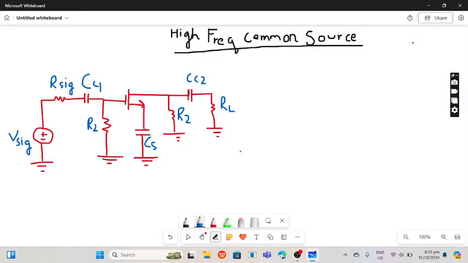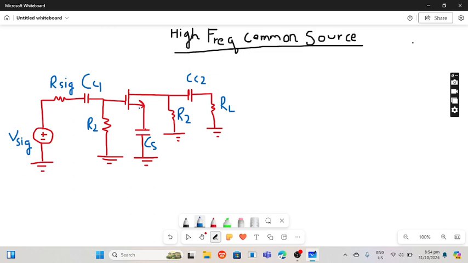So today we will be seeing the high frequency common source amplifier. You can see this is V6, R6 with capacitor C1 here and R2 connected with the gate of the MOSFET. This is called the MOSFET. This is called the gate. This is called the drain part, this one, and this is called the source part.